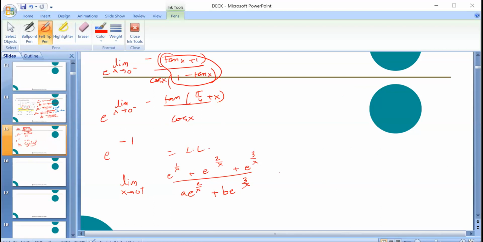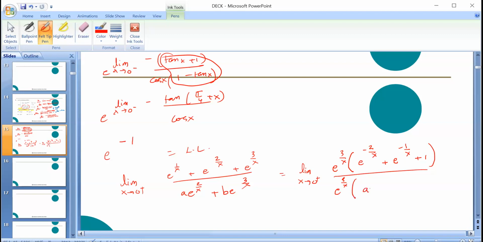Now what we will do? You can take e power 3 by x common in the numerator. So what you will have? e power minus 2 by x plus e power minus 1 by x plus... In the denominator also, if you take e power 3 by x common, e power minus 1 by x plus, these two will cancel.